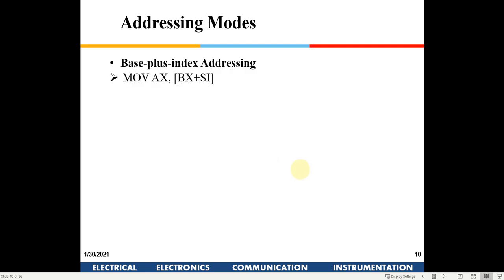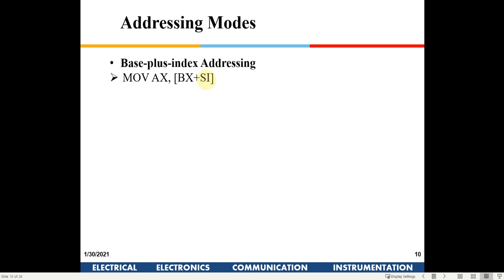Base plus index register. Now it says MOV AX, [BX plus SI], right? This means that the offset for the memory location is given by BX plus SI. So you have DS into 10 plus BX plus SI. That will be the memory location now.